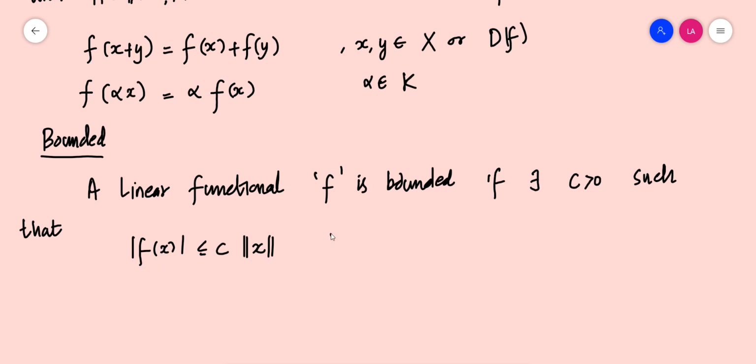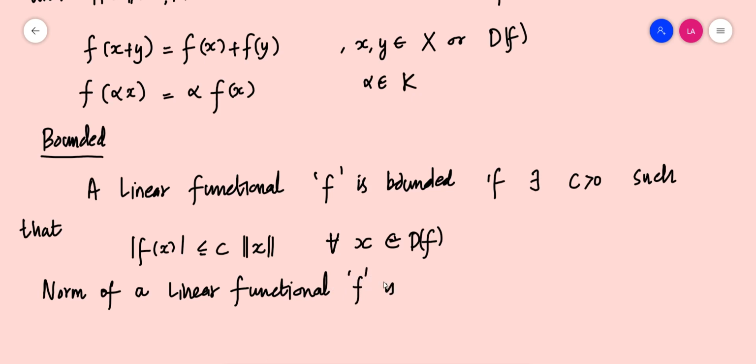So if this is valid for every x element of D(T), then we call that linear functional a bounded linear functional. Similarly, using this definition, we have defined what we call the norm of a linear operator. So associated with that, we can define the norm of a linear functional. Norm of a linear functional f.